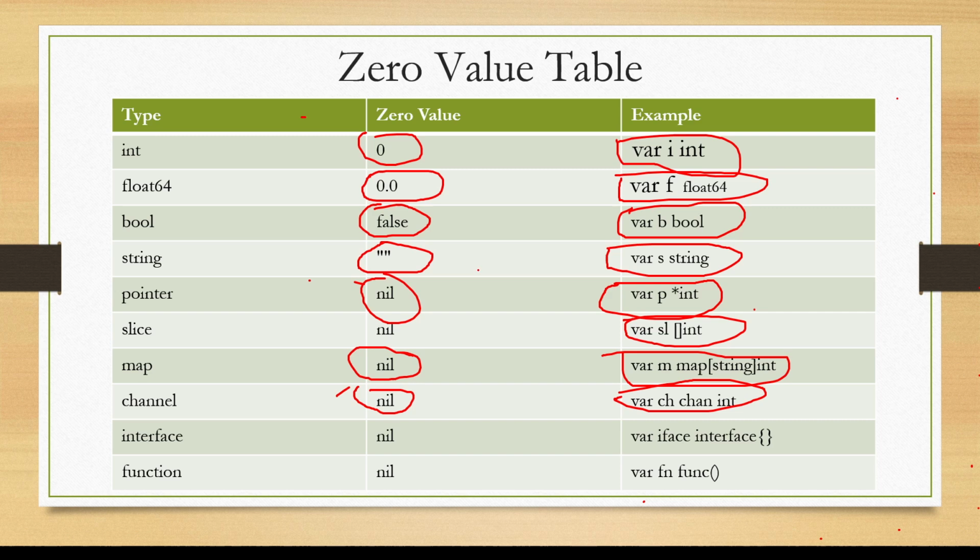Then afterwards, interface. This is an empty interface, a very flexible type that can hold any value. Its default value is nil because we have not assigned or held anything here. Now we have fn, a function, meaning it can hold a function. Its zero value is nil since no function is assigned to it yet.